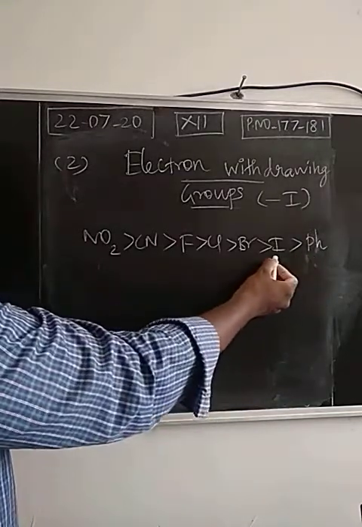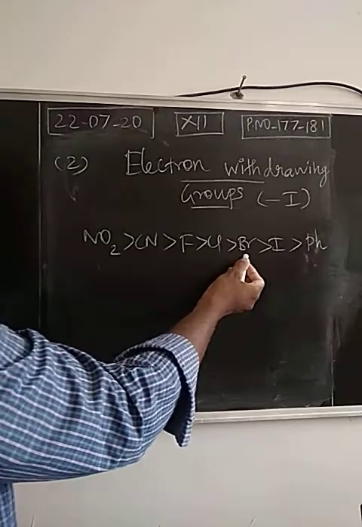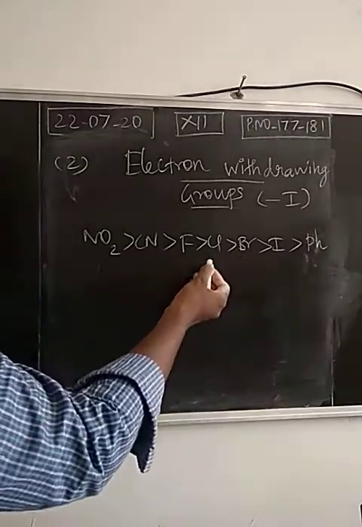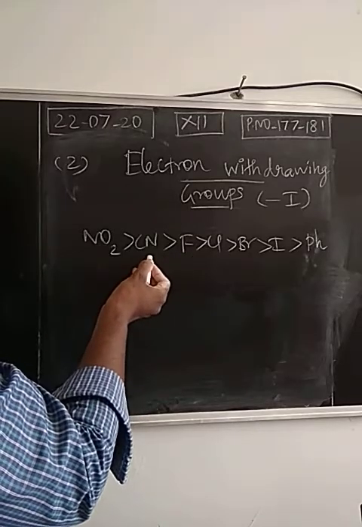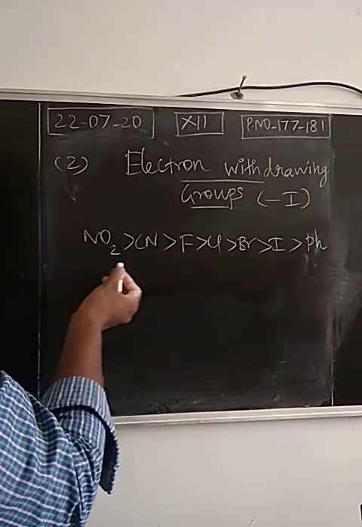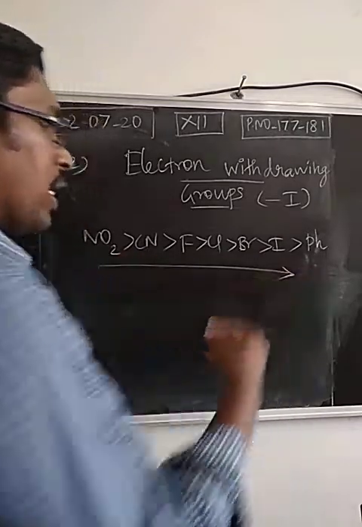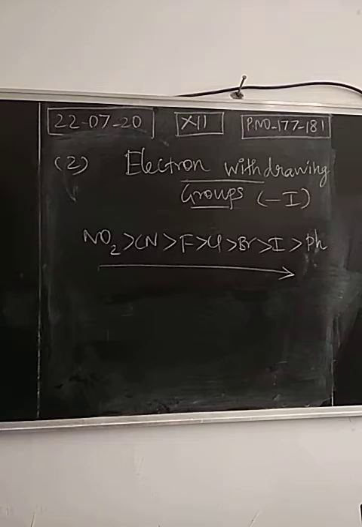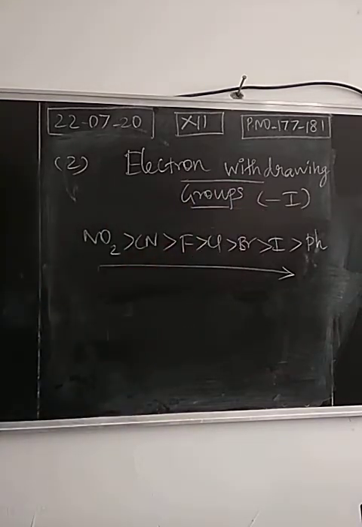Comparing phenyl, iodine has more electronegativity. Comparing iodine, bromine has more electronegativity. Comparing bromine, chlorine has more. Comparing chlorine, fluorine has more electronegativity than this. Cyanide has more electronegativity, and comparing cyanide, the nitro group has more. So we have a decreasing order of electron withdrawing tendency for certain functional groups. Next, based on this, we can arrange some compounds in a particular order based on acidic strength.